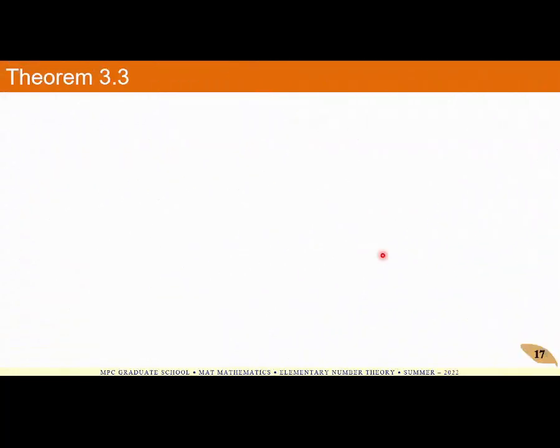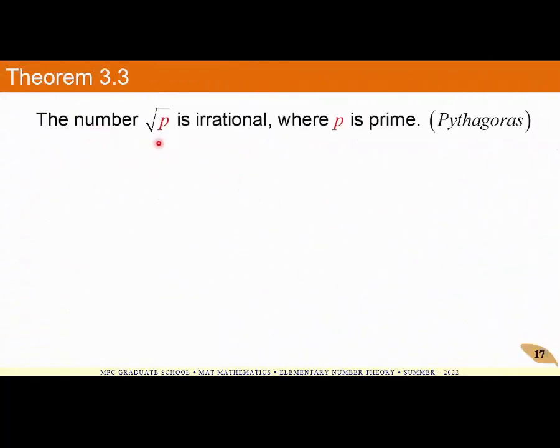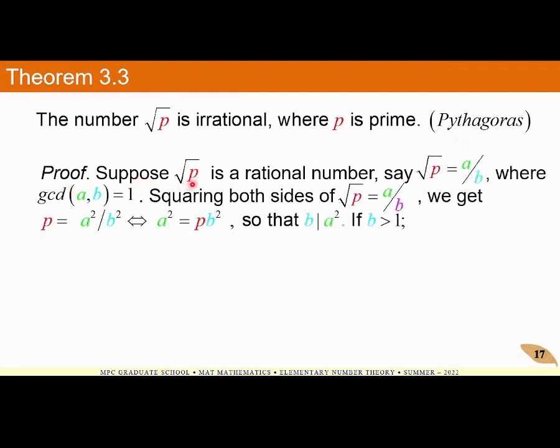So next, Theorem 3.3. The number square root of p is irrational, where p is prime, by Pythagoras. So our proof is, suppose square root of p is a rational number. Say square root of p = a/b, where the GCD of a and b is equal to 1. Squaring both sides, we get p = a^2/b^2, or simply a^2 = p times b^2, so that b divides a^2.